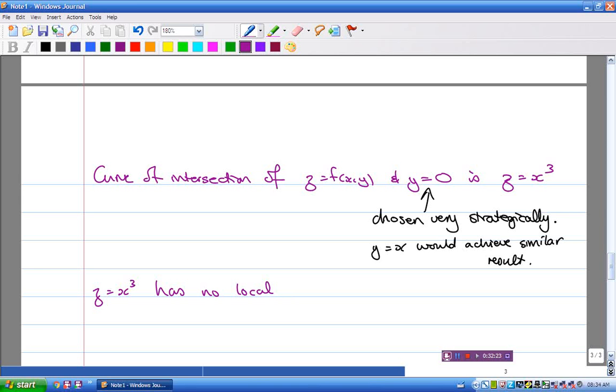Planes are the easiest, but in fact the one that I was going to do, exercise 8, I think we went for a parabolic sheet. What did I intersect it with? Yes. I'll put it up on Vula and you can check it out. Has no local max nor min, so neither does f of x, y.